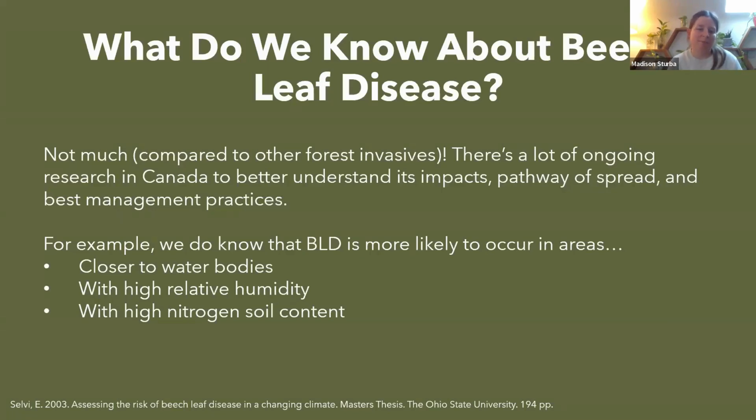So beech leaf disease is tricky because we don't know much about it, especially compared to other forest invaders. It just hasn't really been here long enough for us to totally understand how it works. There's a lot of ongoing research, though, to better understand its impacts, its pathways of spread, best management practices, things like that. It's still even unknown if the nematode itself is the only cause of beech leaf disease. We know it's definitely associated with it, but we don't really know if there are any other organisms that are also playing a part.